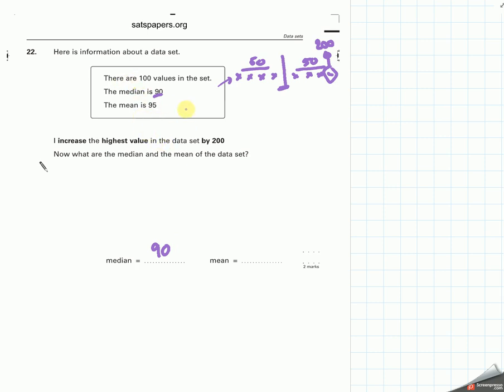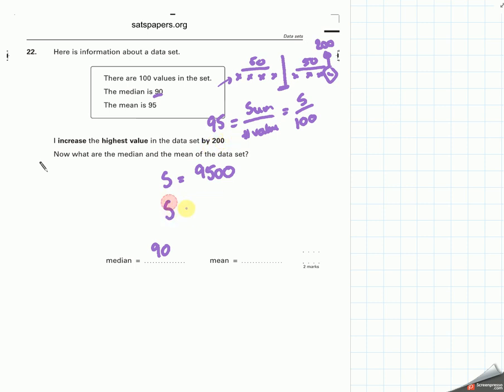Well, when we have the mean, we calculate it from the sum of all values divided by the number of values. And in this case we're saying 95 is equal to the sum divided by 100. So we now know the sum is equal to 9,500. Multiply up. We come along and we're going to take the last number and just add 200 to it.